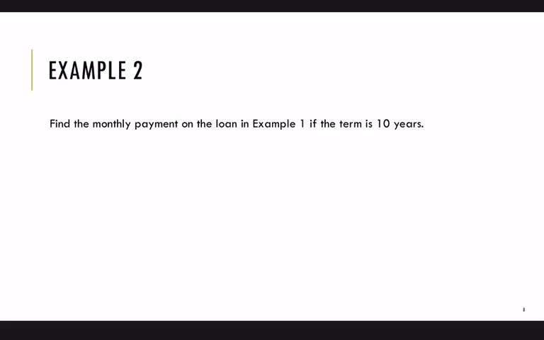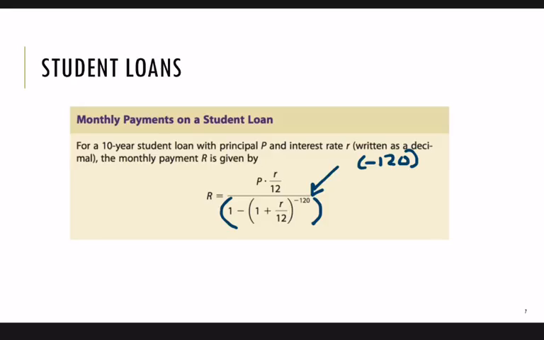All right, so let's try it out. Find the monthly payment on the loan in example 1, that's Sonia's loan, if the term is 10 years. So let's look back at this formula and see what we need to know. To calculate the monthly payment, we need the principal and we need the rate. Those are the only two variables.